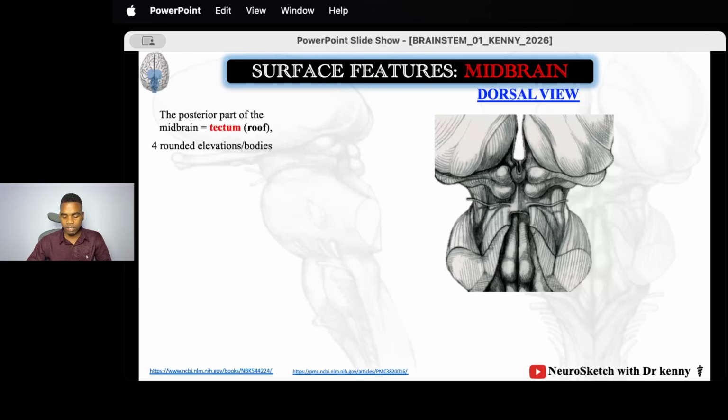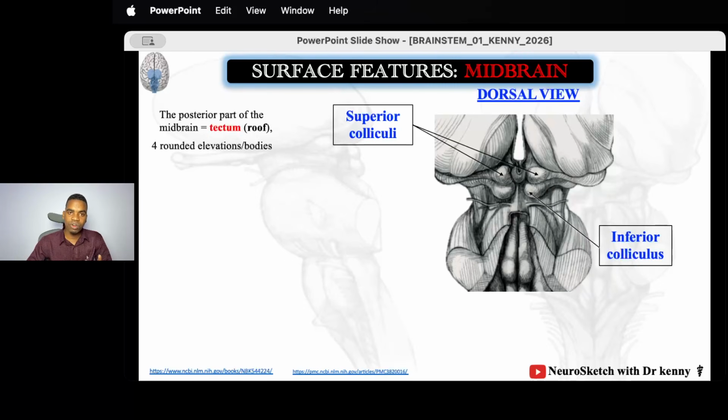In singular it is colliculus. So we have 2 superior colliculi and 2 inferior colliculi. This is singular. Of course, we have 2 on the inferior side, but I've just pointed to one. Singular is colliculus, plural is colliculi. 2 superior colliculi, 2 inferior colliculi.